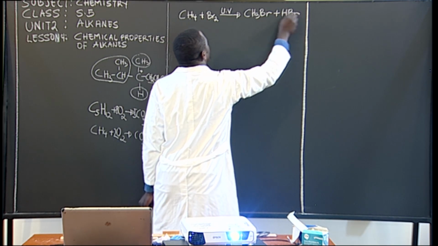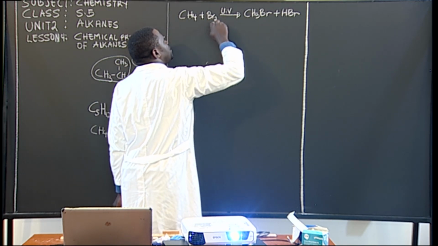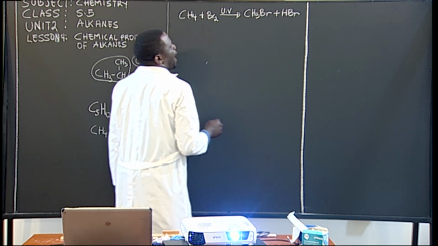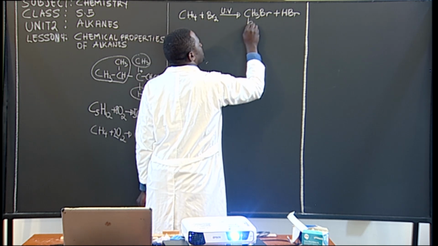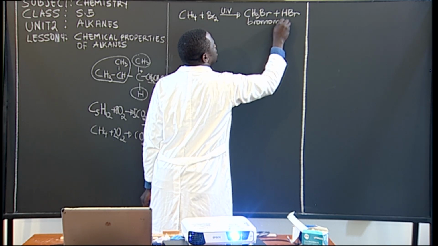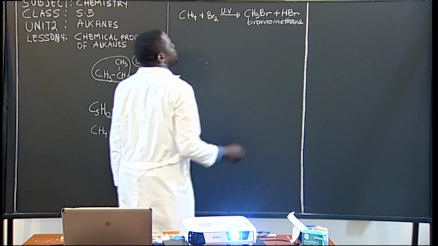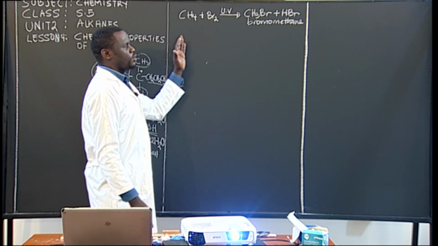So the hydrogen which was here will combine with the bromine atom which has not combined with this one to form HBr. So we form our compound, we call it bromomethane. Bromo what? Methane. So this is bromomethane. Bromo what? Methane. So the reaction is called substitution.